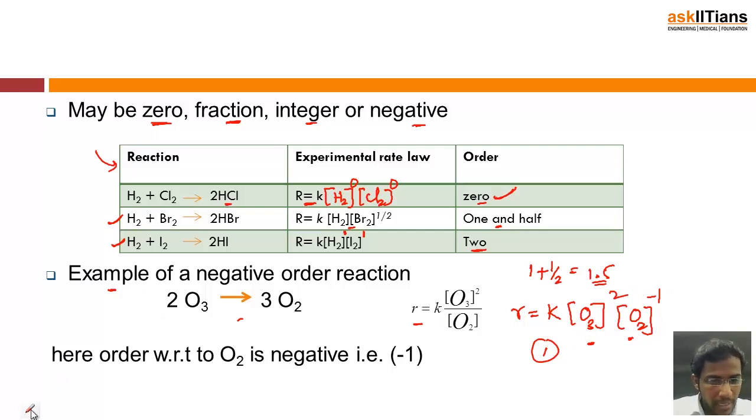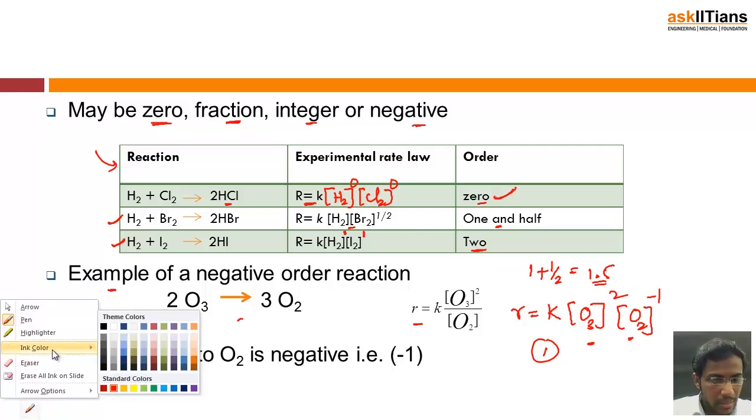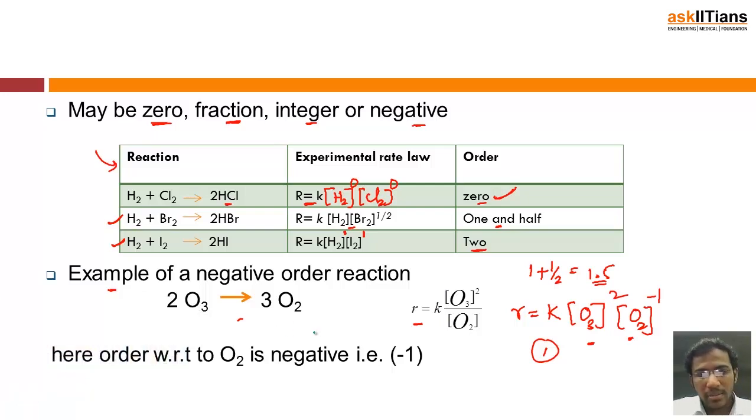So here the order can be negative, but the overall order cannot be negative. Overall order is always a positive quantity, but order with respect to one of the reactants or products can be negative. In this reaction, order with respect to O2 is negative, but the overall order is still positive. So this is a first order reaction where the overall order is 1. But this is not as simple as a first order reaction. The kinetics of this reaction is very complicated, and this is an example of a negative order reaction.